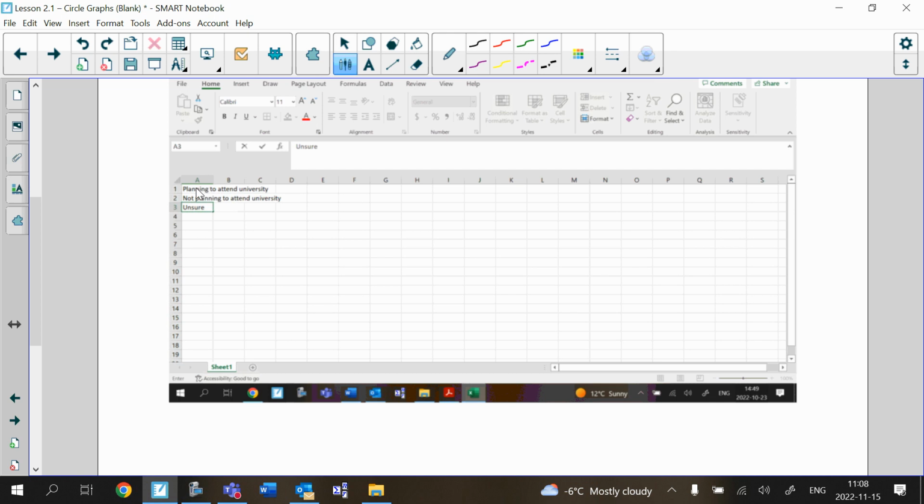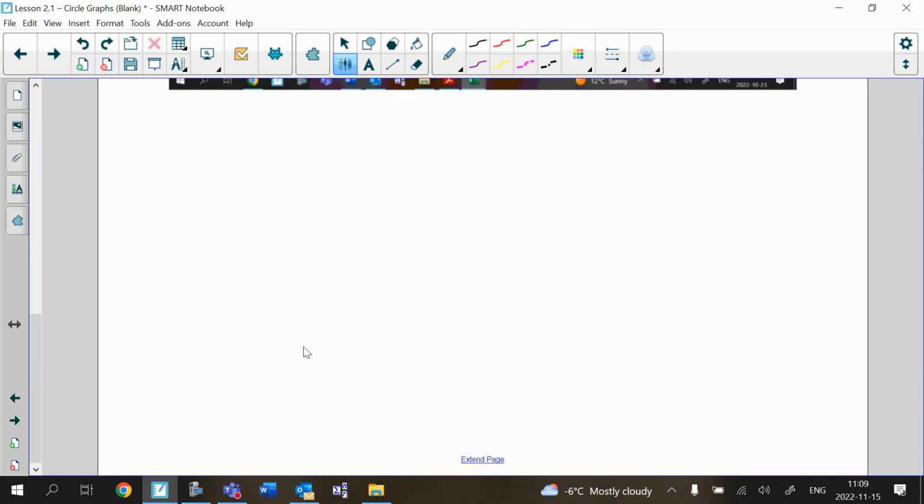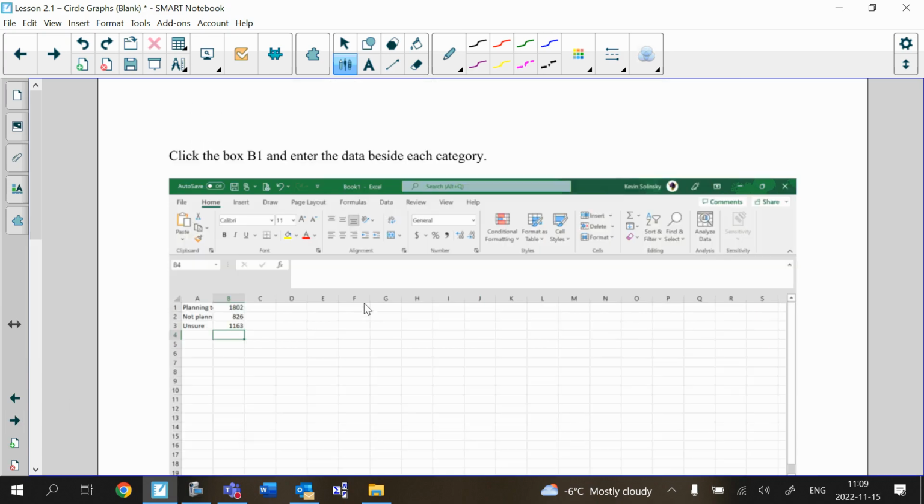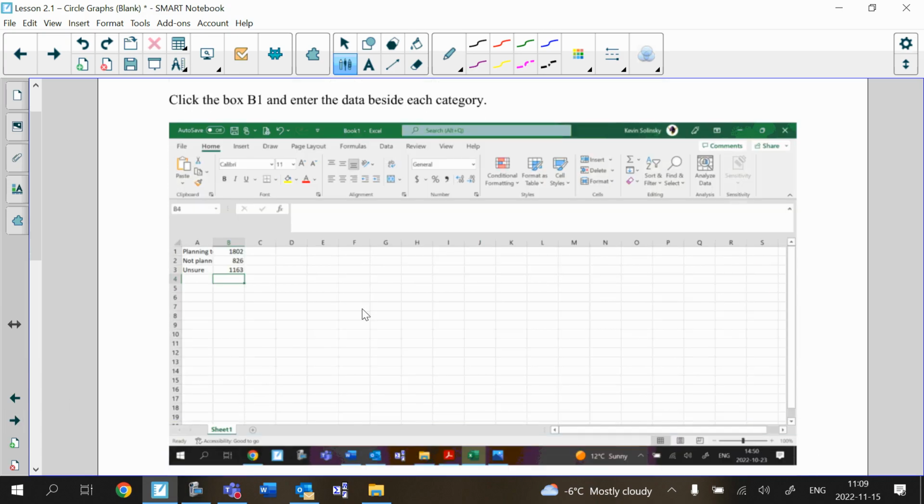Once you've got those 3 entered, you're going to go to B1 and enter the corresponding numbers for each category. So for planning to attend, 1802. For not planning, 826. For unsure, 1163. Technically, it doesn't matter what order you put in the planning, not planning, or unsure. Just make sure the numbers match up.